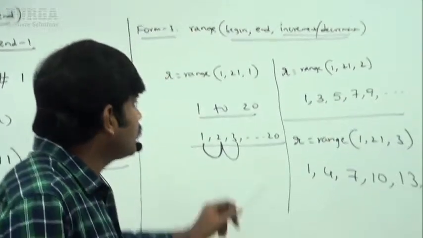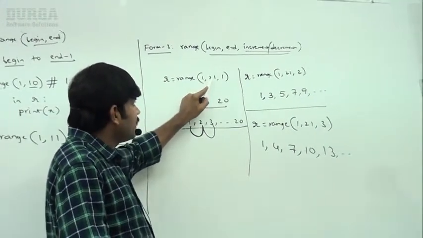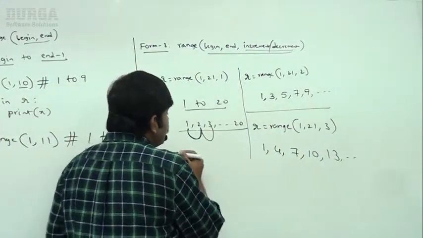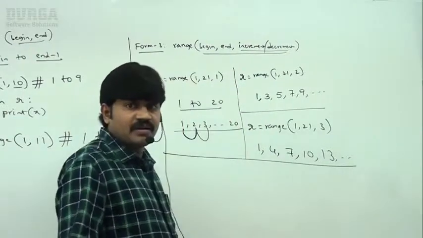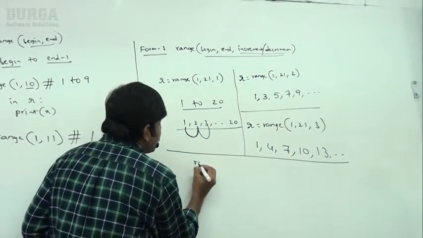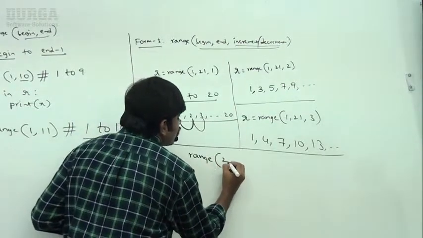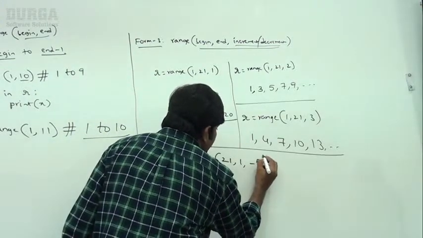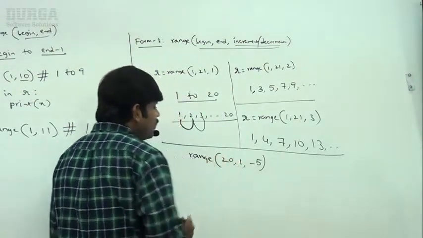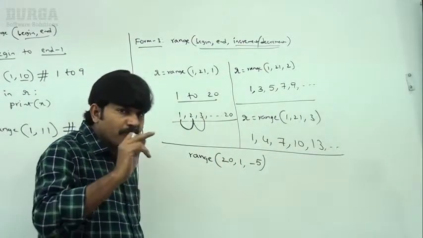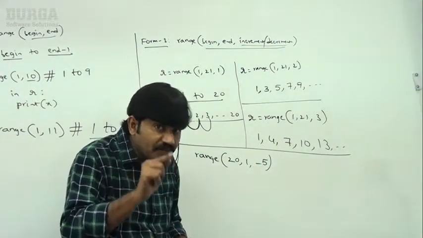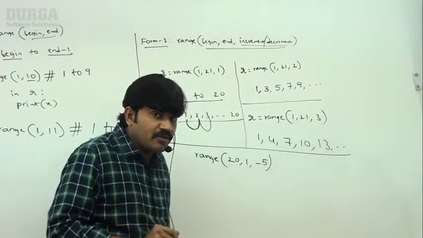Is everyone in a position to understand how you can use 3 arguments, right? Begin, end, and then increment or decrement. Now, is this decrement value possible or not? Yes, friends, why not? It's possible. Now let me take range of 21 comma 1. Now I'm trying to take minus 5. Are you getting 20? 20 to 1 with minus 5. So first 20, and then 20 minus 5, its value is 15. 15 minus 5, its value is 10.